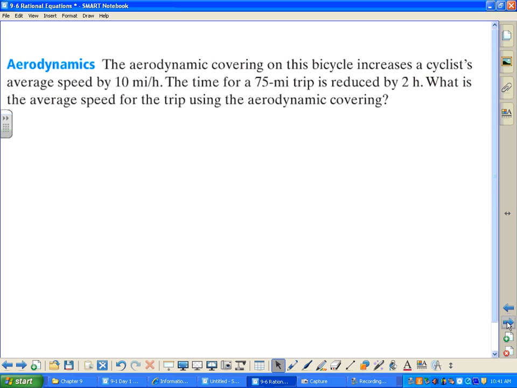I want to look at this word problem. It says the aerodynamic covering on a certain bicycle increases a cyclist's average speed by 10 miles per hour. The time for a 75-mile trip is reduced by 2 hours. What is the average speed for the trip using the aerodynamic covering?